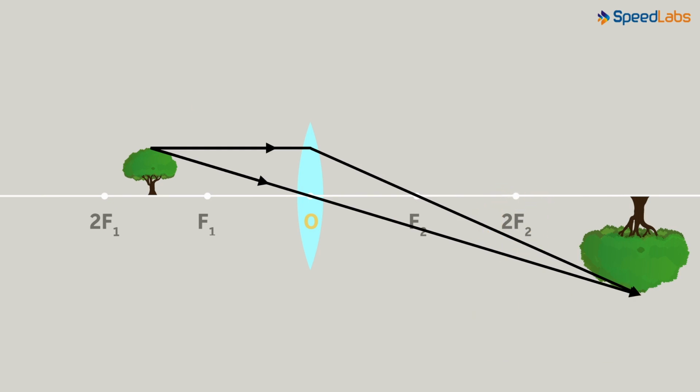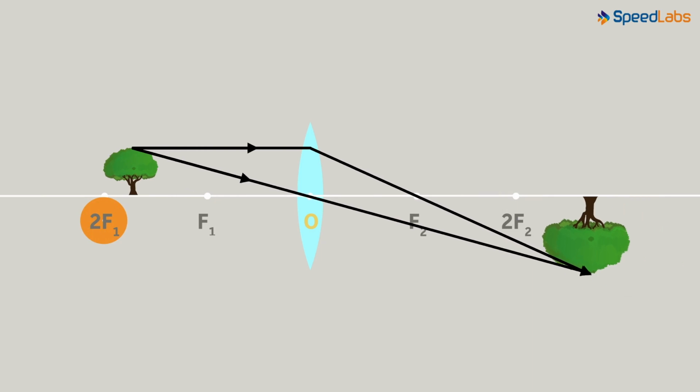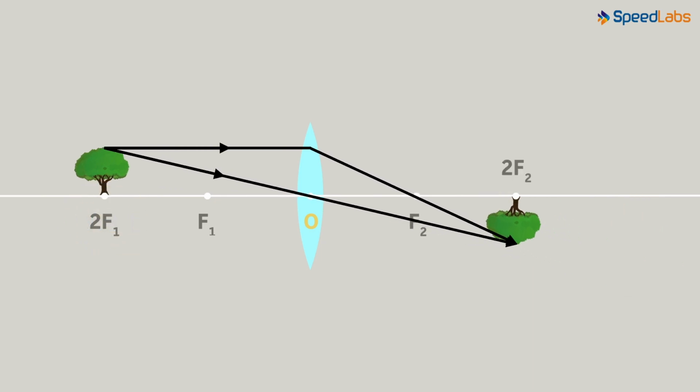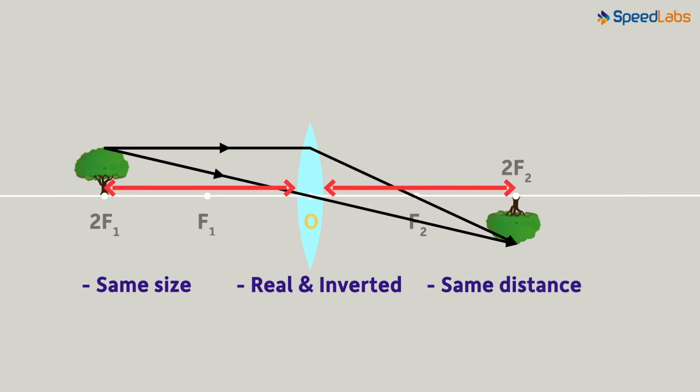What will happen if I change the position of the object? What if I keep it at 2f1 instead? This is how the image will look. Notice now that it's of the same size as the object, but it's still inverted. Also, the position of the image changed too. It's now formed exactly at 2f2 on the other side. The image is formed at the same distance from the lens as the object is on the other side.